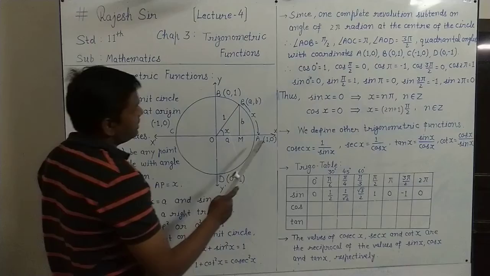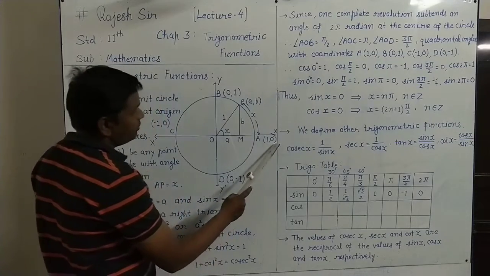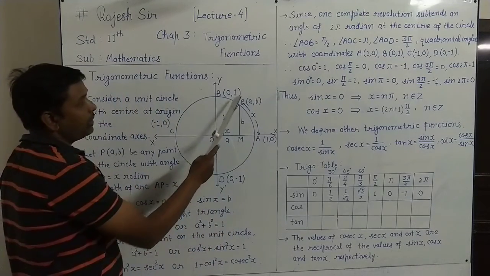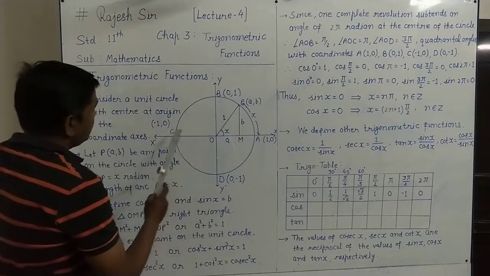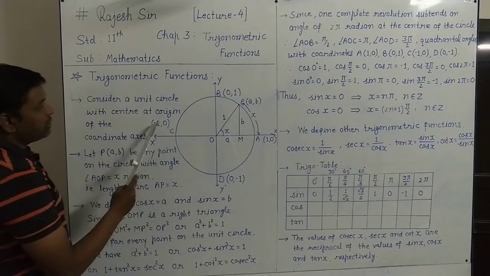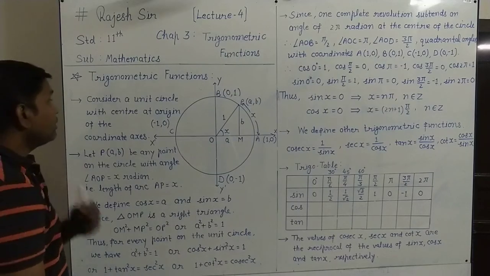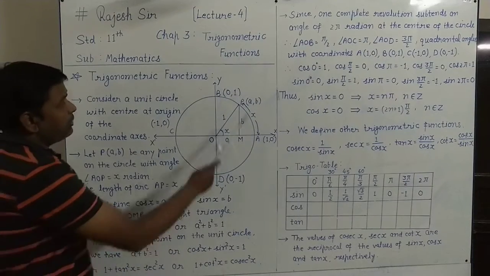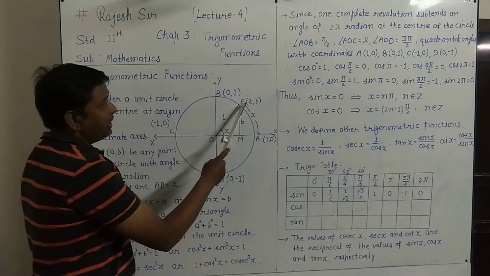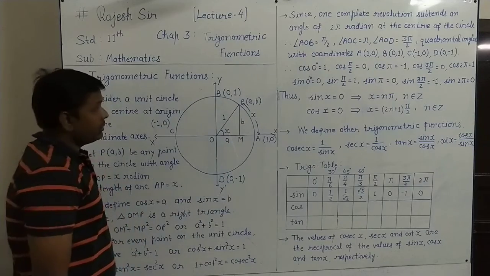So A coordinates are 1, 0. B coordinates are 0, 1, you can understand why. C coordinates are from here -1, 0, and D coordinates are 0, -1. Now let me consider one point P on this circle, and let the coordinates be a, b.